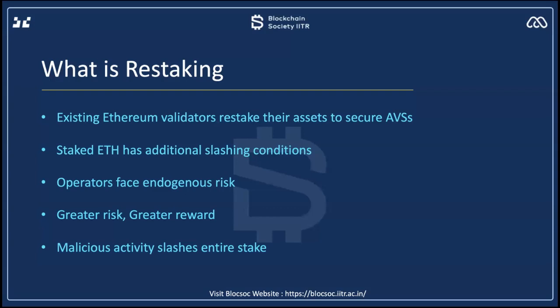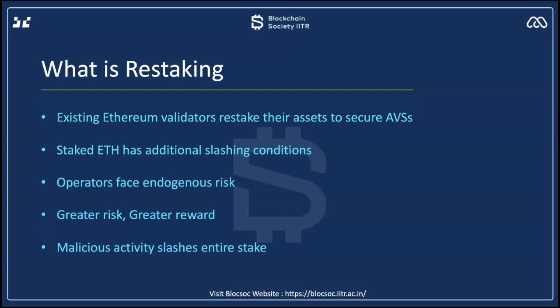Endogenous risk basically means that it is up to you. You will not be slashed if you do not do anything bad. At least that is how the system is supposed to work. There are obviously some external risks, like smart contract risks, let's say the smart contract gets hacked. That is an external risk, but with a lot of audits, you can be assured that this is a very minimal risk.